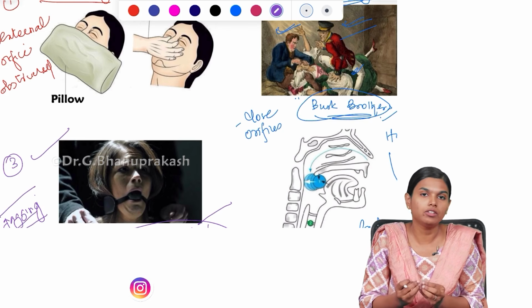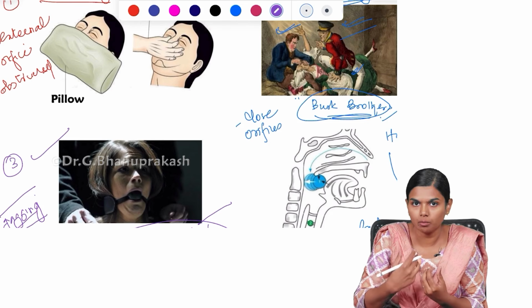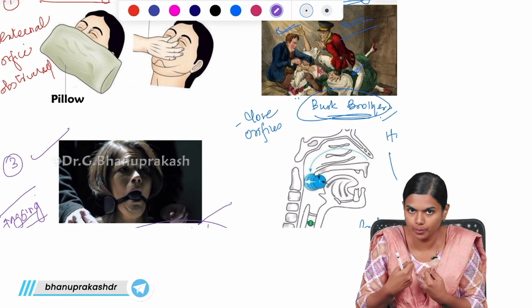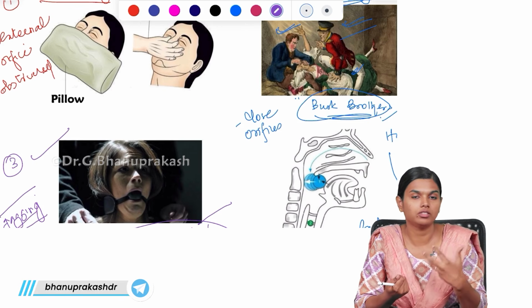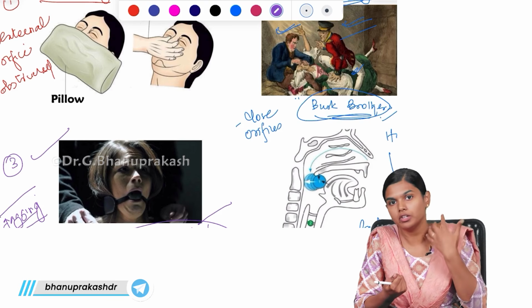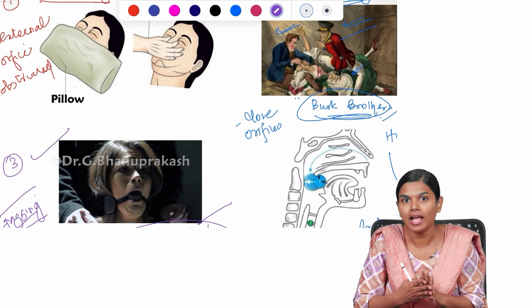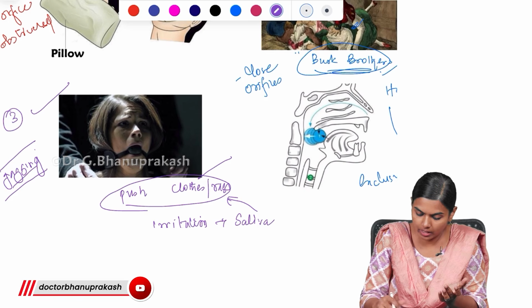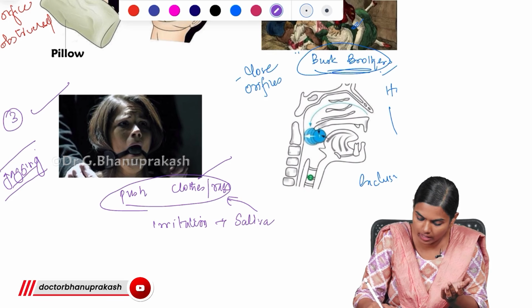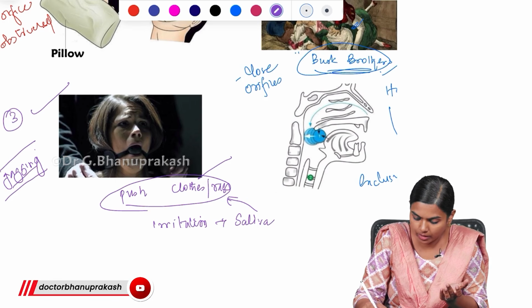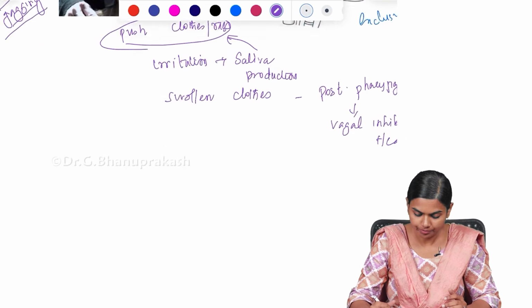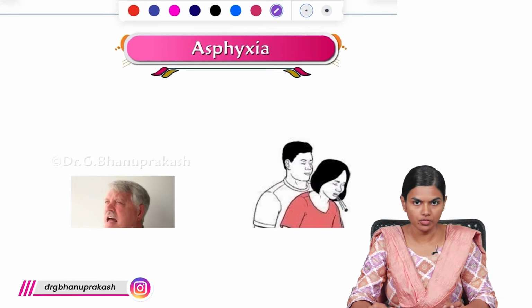So basically, they will put some rag or cloth inside the mouth. This rag will cause irritation. Because of that, there will be increased salivary production, which will swell the cloth further, which will in turn impinge over the posterior pharyngeal wall, activating the vagal reflex. So the vagal reflex will result in inhibition of the heart, and because of that the person will die. So this is how death happens in case of gagging. These are the main types of suffocation.